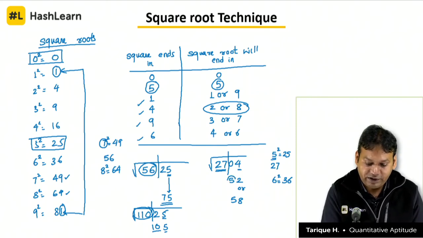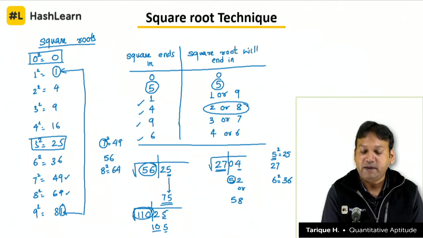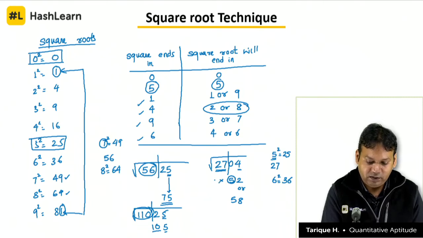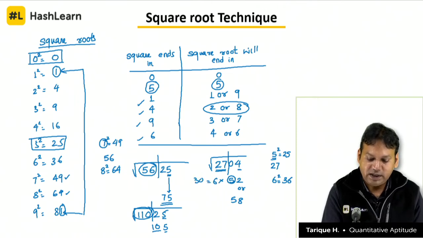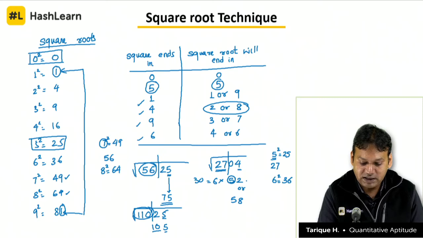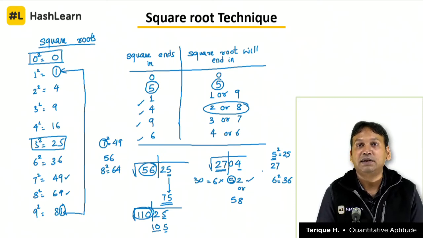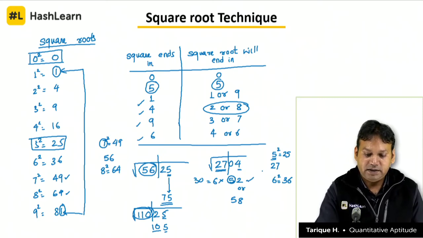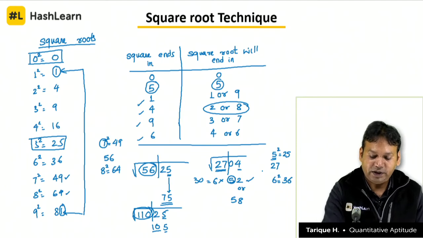We take this number, I have written 52 and 58, so I take 5 and multiply it with the number which comes after 5. What comes after 5? 6. What is 5 into 6? 30. Is 27 less than 30? Yes. So, the answer will be the smaller number, 52. So, the answer is 52.